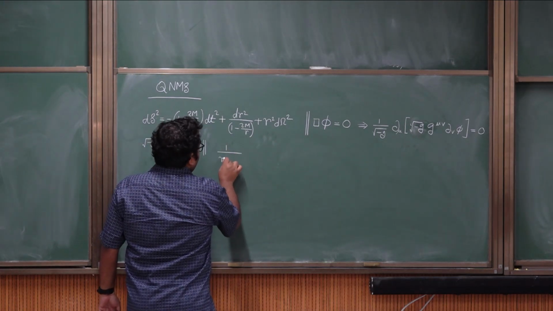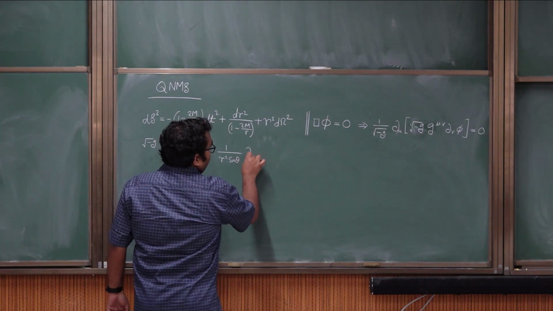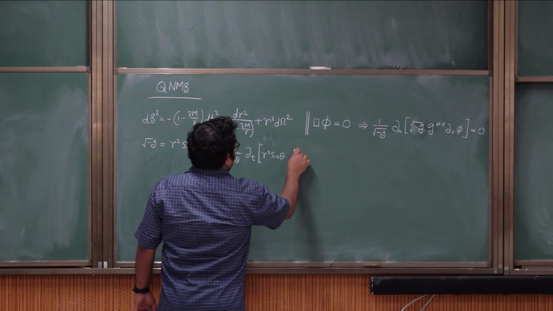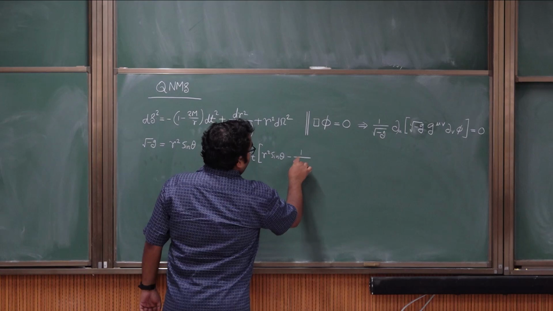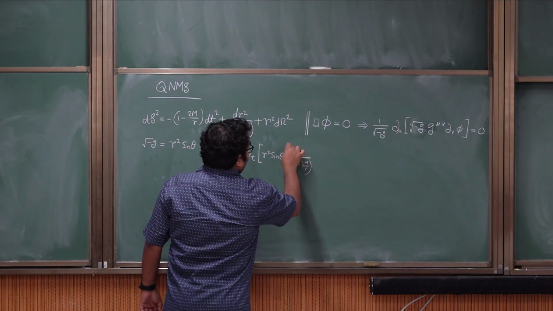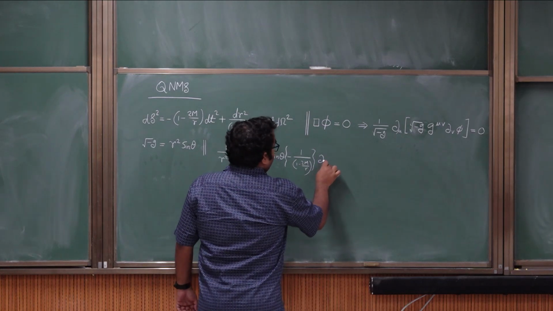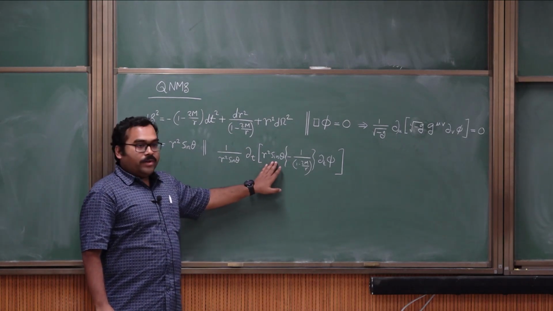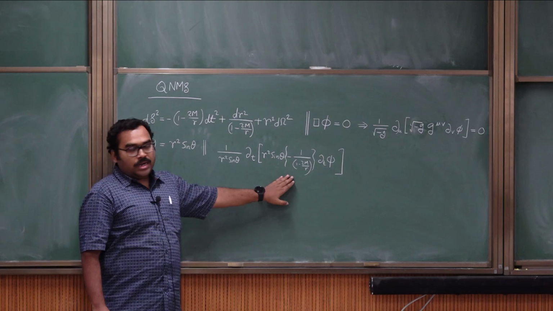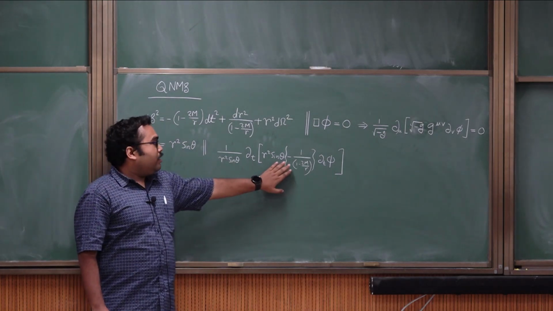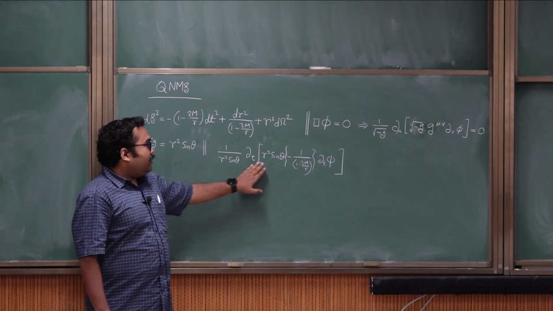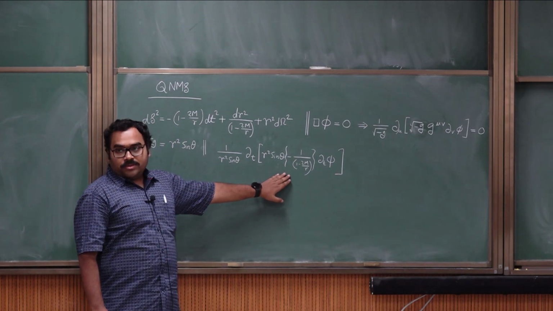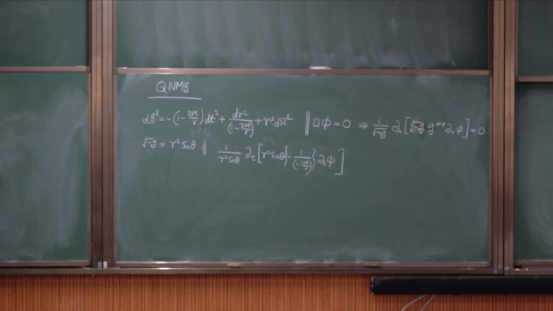So you have 1 by r square sine theta, then you have del t of r square sine theta. g tt is minus 1 minus 2m by r. Let's put it inside a bracket. Then you have del t of phi. Now you can see that neither r square nor sine theta nor 1 minus 2m by r depends on the t component. So therefore I can pull all of them outside. So r square sine theta cancels with the r square sine theta term over there, and I am only left with this term, which is minus 1 by 1 minus 2m by r times del t square of phi.